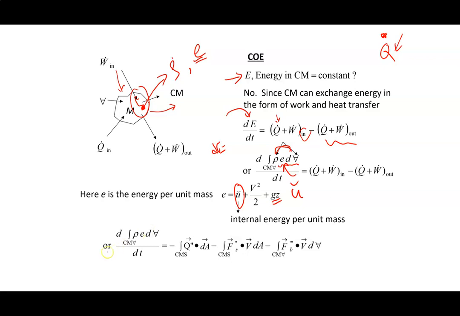Now, the right-hand side can also be written in this manner as a sum of volume integrals and surface integrals. The volume integrals here, let me explain this one first. This F_B is the body force per unit volume acting throughout the control volume, and if I take a dot product of that with velocity, that's going to give me the work that's being done by those forces, and I integrate over the entire volume.